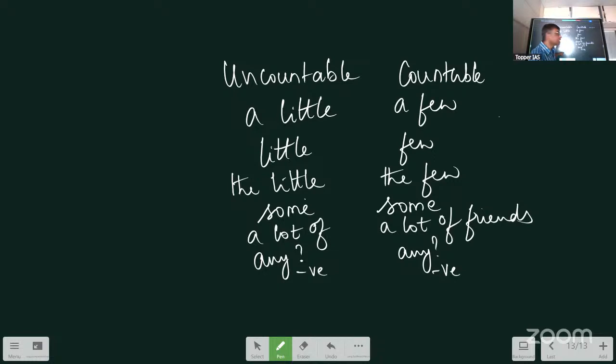Negative sentence. Do you have any friends in Bangalore? I have a few friends. I have some friends. I have a lot of friends. No, I don't have any friends. So any can be used for questioning and also in negative sentence. So how does it make a sentence negative? When you use no or don't, it makes it negative.